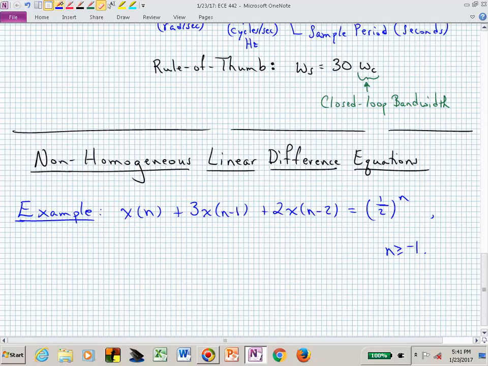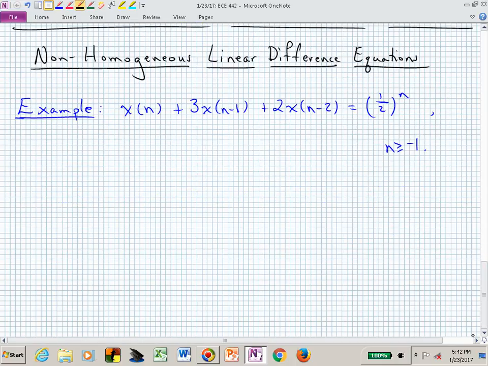Right now, that's a pretty easy forcing function. This is a decaying exponential. It could be a sinusoidally decaying exponential. It could be a sinusoid. It could be a lot of different things on that right-hand side. We need to know, how do we solve this no matter what that right-hand side is?